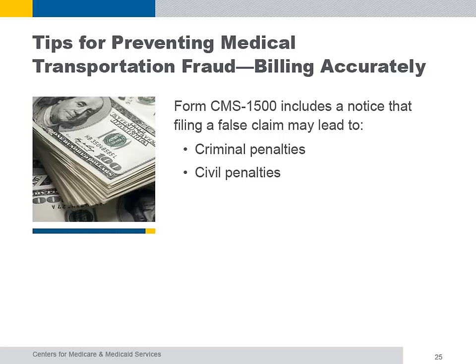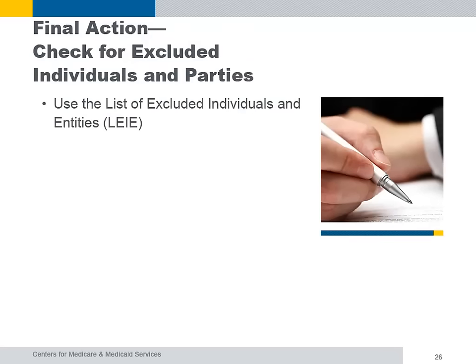Providers will want to take one final action to protect themselves and their businesses from improper billings. Providers need to have a policy and procedure in place to check for excluded individuals and parties. As part of doing business, providers should always be diligent in screening all employees and contractors before hiring or contracting with them, and repeat the checks monthly to determine whether they are excluded from participation in federal health care programs.